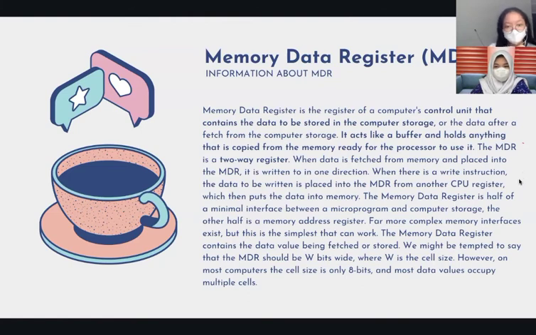When there is a write instruction, the data to be written is placed into the MDR from another CPU register, which then puts the data into memory. The memory data register is half of a minimal interface between a microprogram and computer storage. The other half is the memory address register. More complex memory interfaces exist, but this is the simplest that can work. The memory data register contains the data value being fetched or stored. You might be tempted to say that the MDR should be W bits wide, where W is the cell size. However, on most computers, the cell size is only 8 bits, and most data values occupy multiple cells. Next, please.